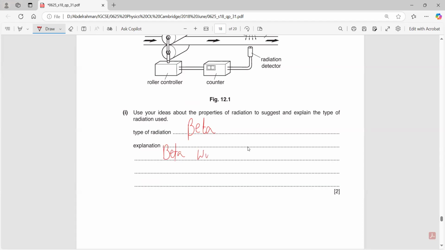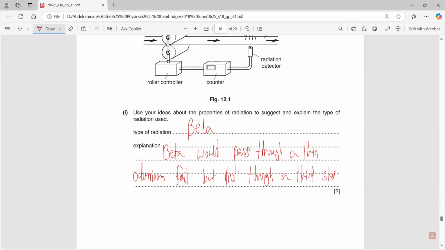Beta would pass through a thin aluminum foil, but not through a thick aluminum foil, a thick sheet.